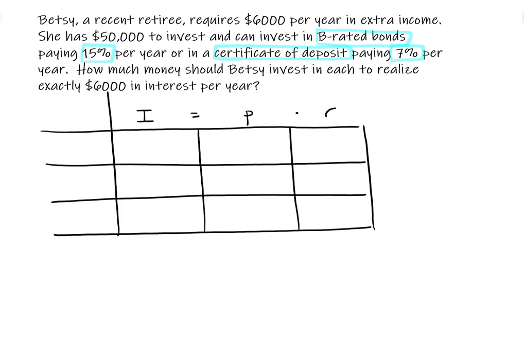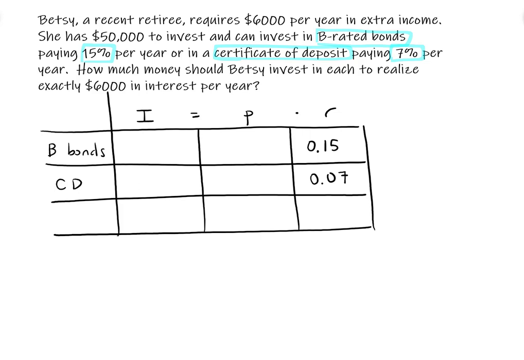Here I have a chart, and this chart is going to be filled in with the information from the word problem. So from the word problem, I know I have 2 different types of interest. We have the B-rated bonds, and I have the certificates of deposit. And so each of those have different percentage rates. The B bonds are paying 15%, and the certificate of deposit is paying 7%. You can write them as decimal points.